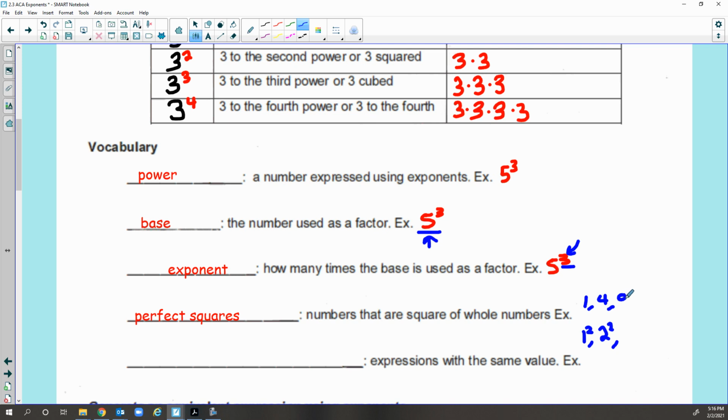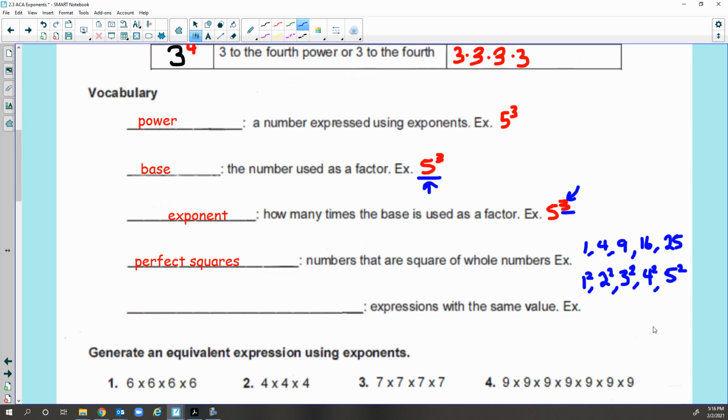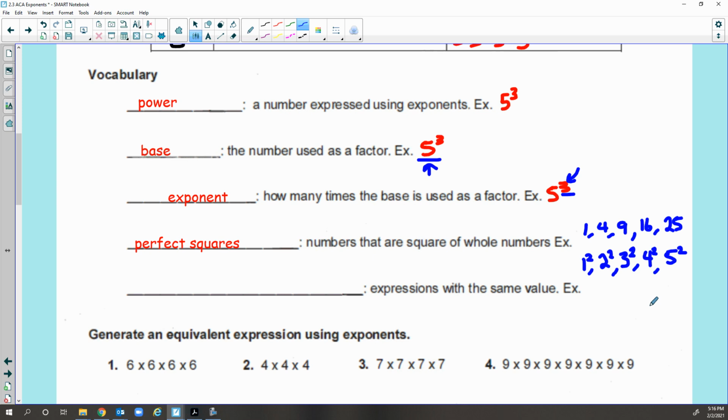9 is a perfect square because 3 times 3 is 9. 16 again is a perfect square, and you guessed it, that's because that's what 4 squared is, 4 times 4. And the last one I want to show you is 25. And yep, I bet you guessed it again. That's the same as 5 squared, which is 5 times 5. So those numbers are perfect squares, which is pretty neat. It's also really good to know that later in life.